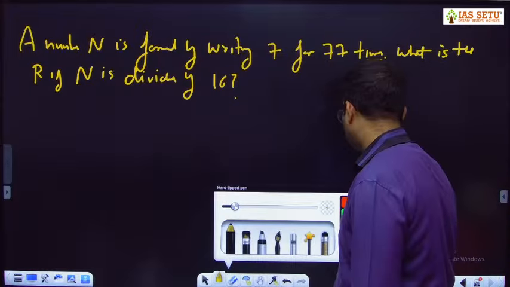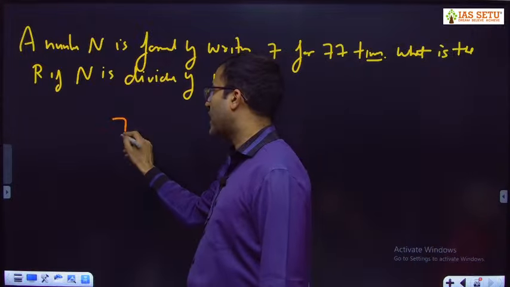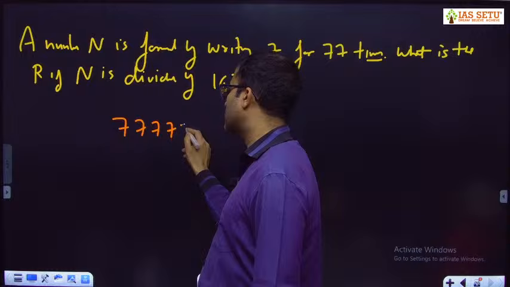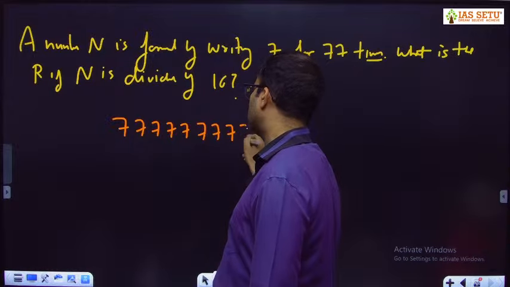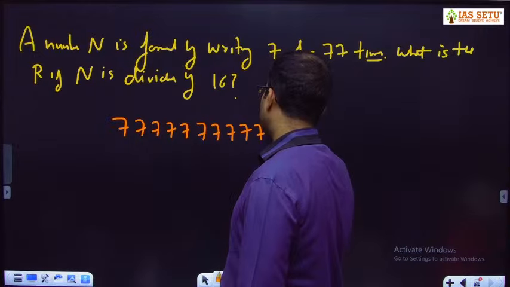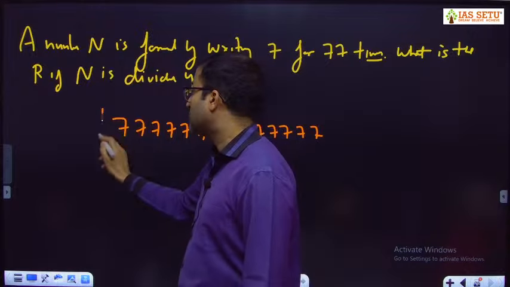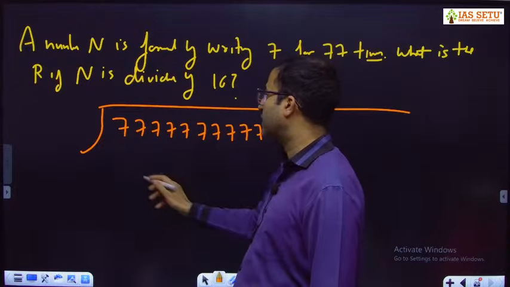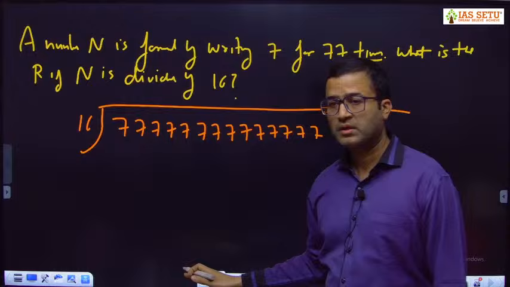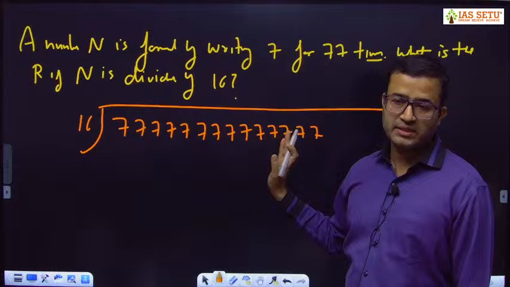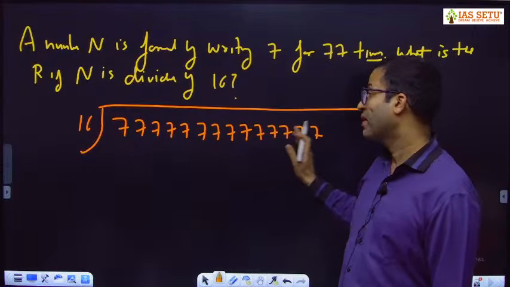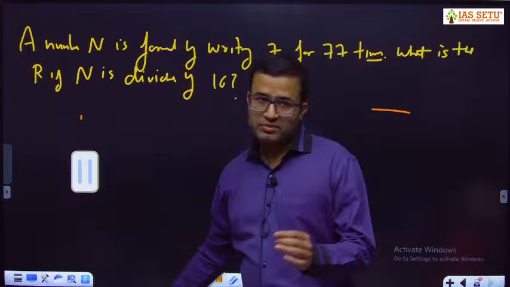Those who are facing problem to understand this short trick, I have an alternate method for you. I tell you 7 7 7 7 7 7 7. Step number 1, at your home you have to write 7 77 times. Step number 2, you have to divide this entire number by 16. 5 मिनट बाद शॉर्ट ट्रिक समझ में आ जाएगी. ठीक है.